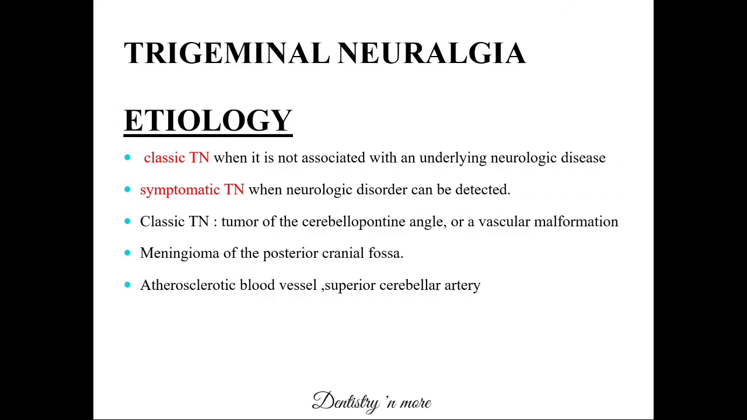Moving on to the sub-question of trigeminal neuralgia. First, when you speak about the etiology, we have to speak about the two types, that is the classic and the symptomatic type. The classic trigeminal neuralgia is not associated with any underlying neurological disease, whereas the symptomatic is associated with a neurological disorder. Also, the classic trigeminal neuralgia is associated with a tumor of the cerebellopontine angle as well as a vascular malformation. Even a meningioma of the posterior cranial fossa is found to be associated with an atherosclerotic blood vessel along with the superior cerebellar artery.